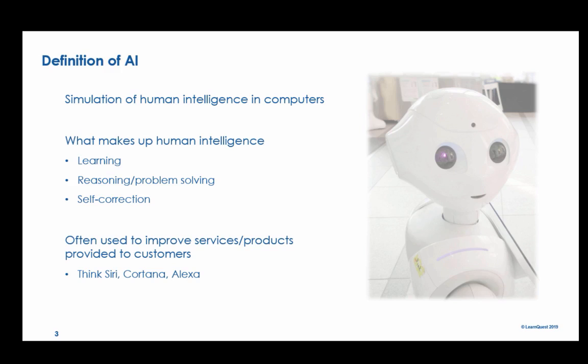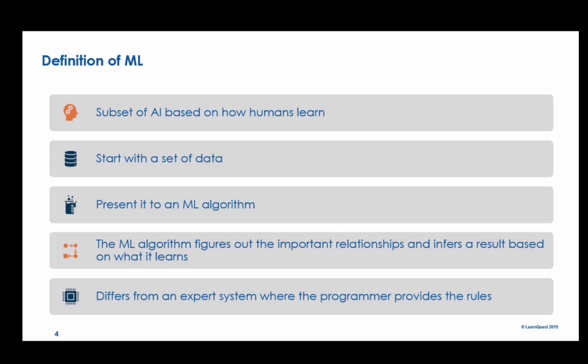And the way that artificial intelligence is used today is to improve services and products. Think about Siri and Cortana and Alexa and how those help us in our everyday lives. A subset of AI is actually machine learning. So what's a good definition of machine learning?